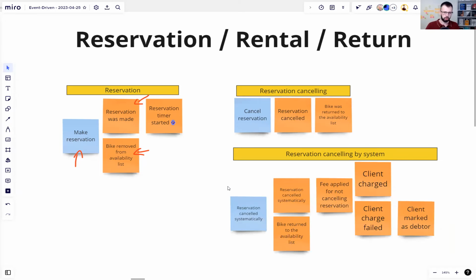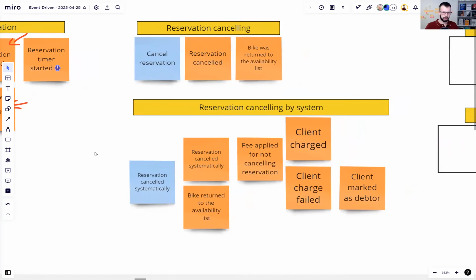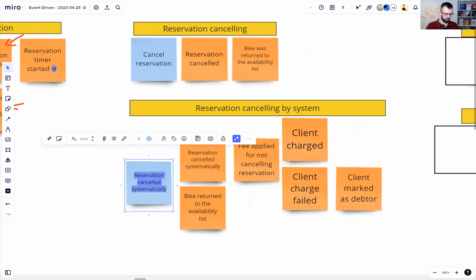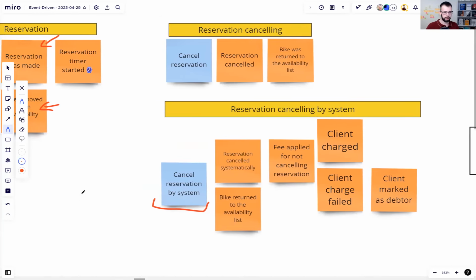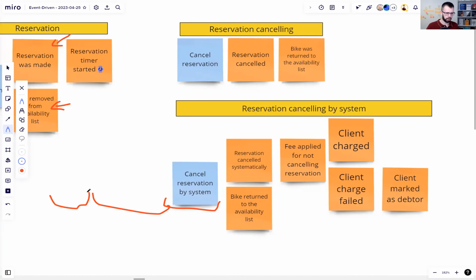So what do you want to do? In that scenario, when the reservation is canceled by the system, potentially it's a command that is run by some kind of policy that is waiting for this timer to be finished. But let's not focus on it right now.